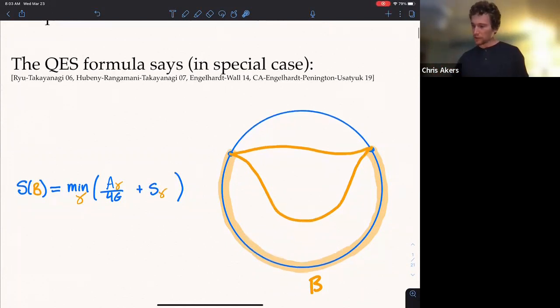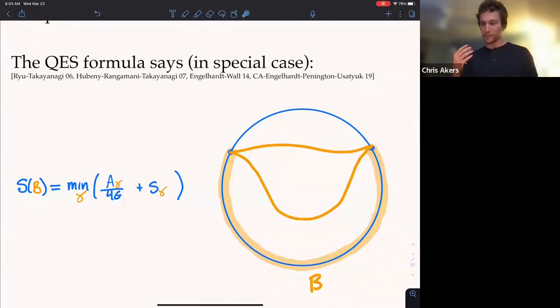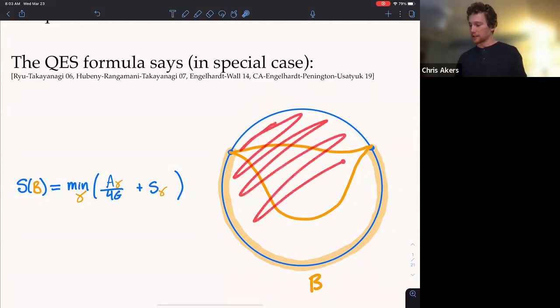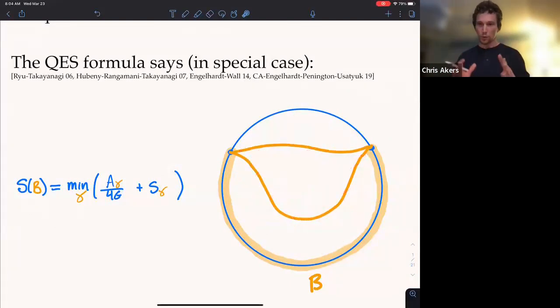So in the special case, which is called the quantum minimal surface formula, the prescription is the following. So this is in the context of AdS/CFT, at least originally. And so here is a time slice of AdS/CFT, where on this blue circle here, we have a time slice of, say, a CFT, a conformal field theory. So a state would live on that circle. And then inside that circle in the disk is a state of its dual theory, which is a state in the AdS, the gravitational theory.